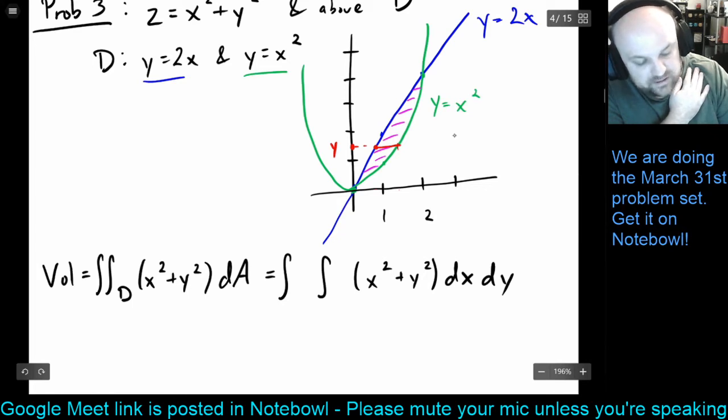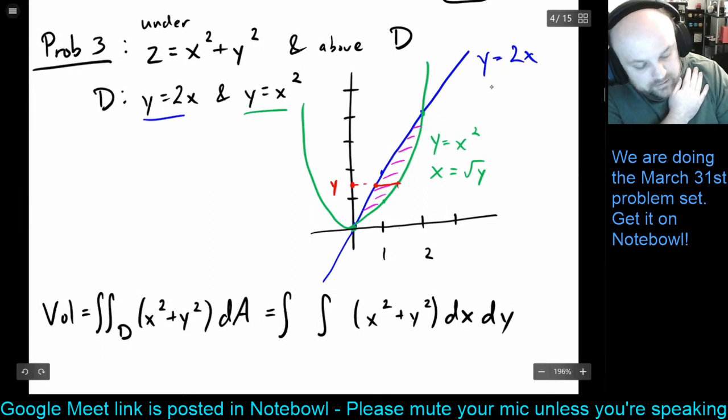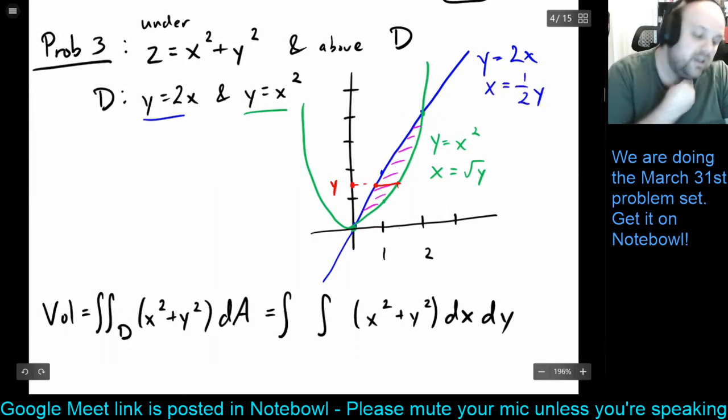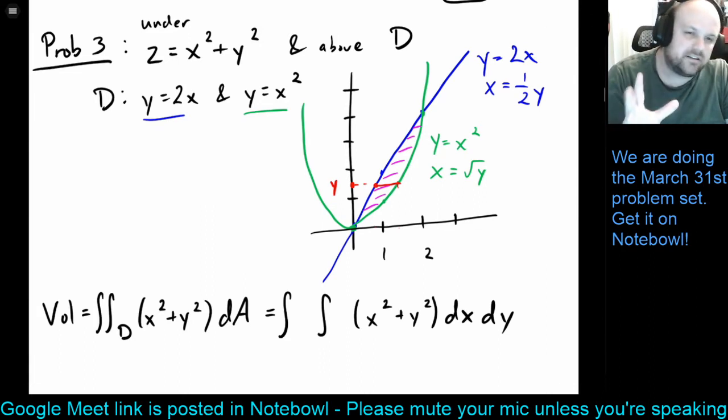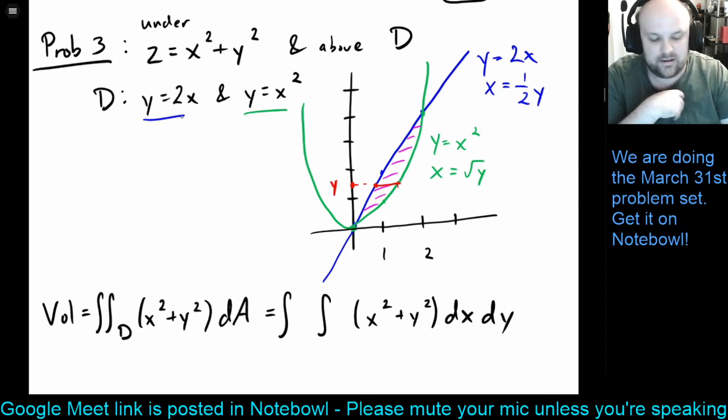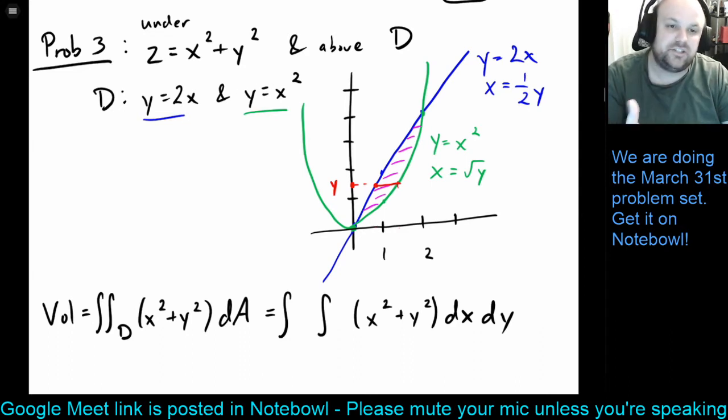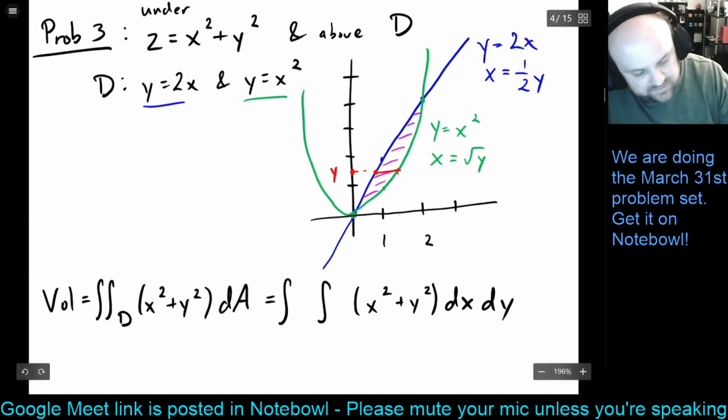Right? So here, if we solve for x, this is square root of y. Here, if we solve for x, this is 1/2 y. So this one would actually look a little bit better if we did the y integral first, because then we wouldn't have to readjust the functions, but also the functions would look nicer. But it's fine either way.